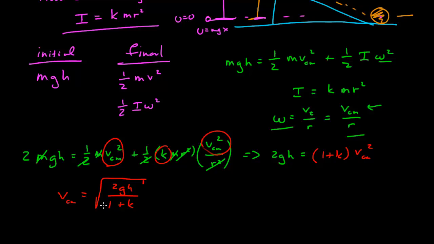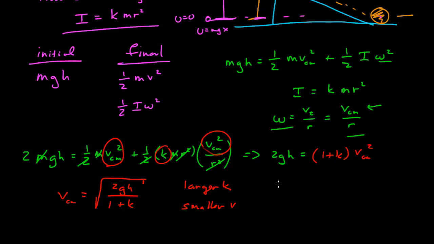The velocity of the center of mass is given by the square root of 2gh divided by 1 plus k. And so the larger the k, the smaller the v. So the larger the k, the smaller the velocity is going to be. So those with a smaller k are going to win the race.